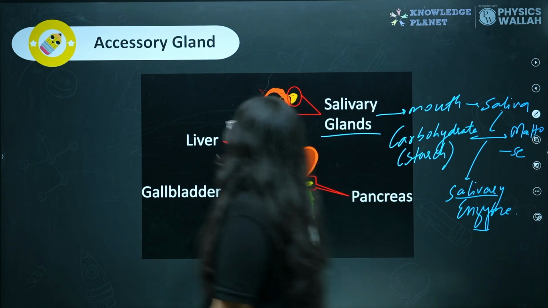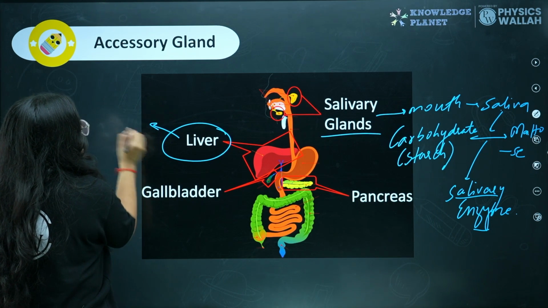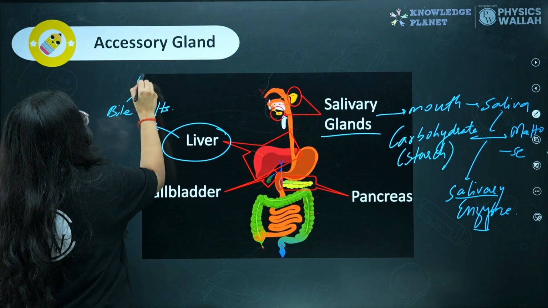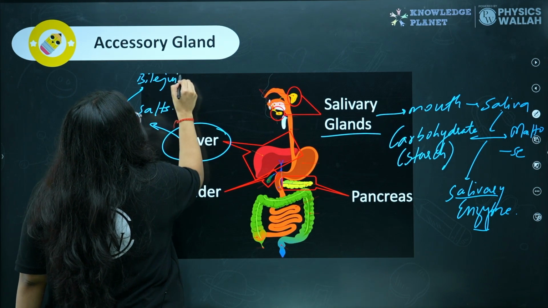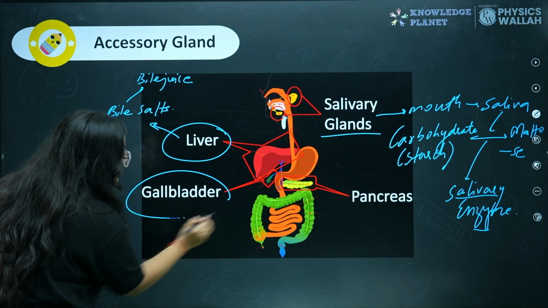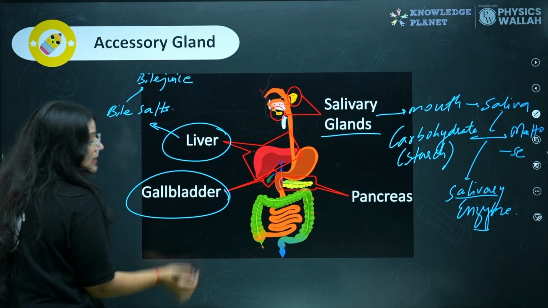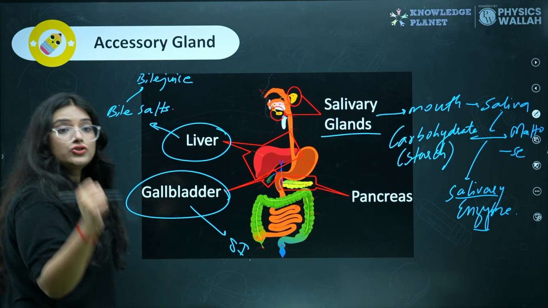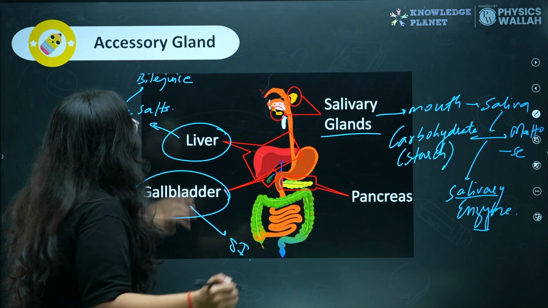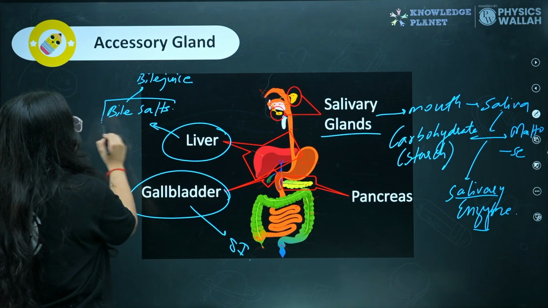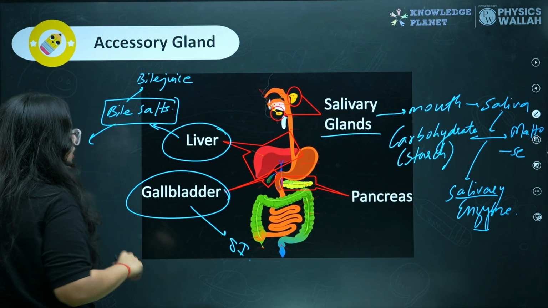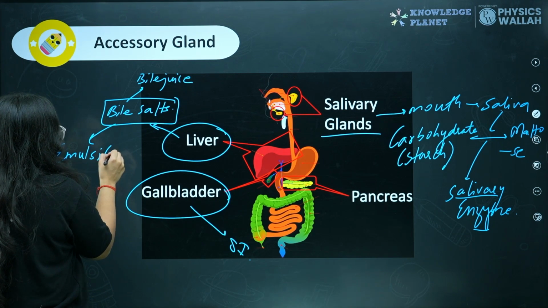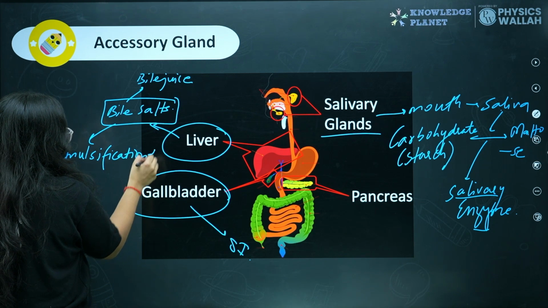Then we have the liver. The liver will secrete bile salts in the bile juice. This bile juice is stored in the gallbladder but then secreted in the small intestine. Okay, so secretion happens in the small intestine. Now, what is the function of these bile salts? So, bile salts will help in the emulsification of fat. What is emulsification of fat?